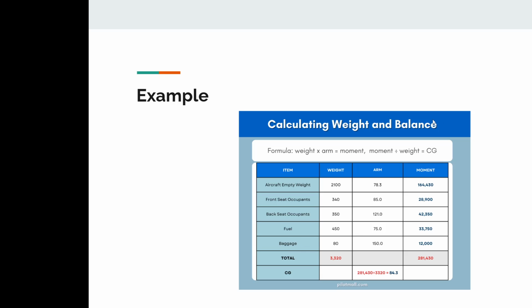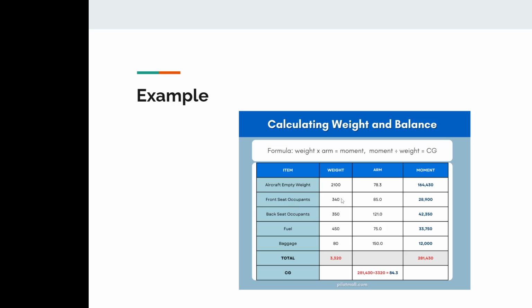So, all right, in this example, we take our basic empty weight, which is 2100, and we take the arm for that basic empty weight, which is also going to be given to you with the weight, which is 78.3. Multiply those two, and you get 164,430 for the basic empty weight. And you go from each station to each station.